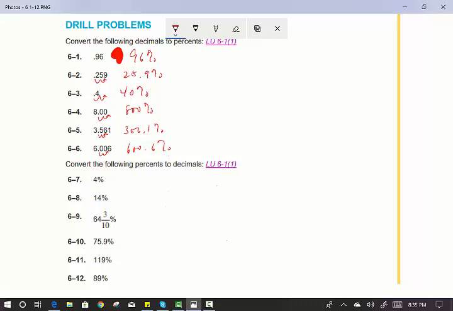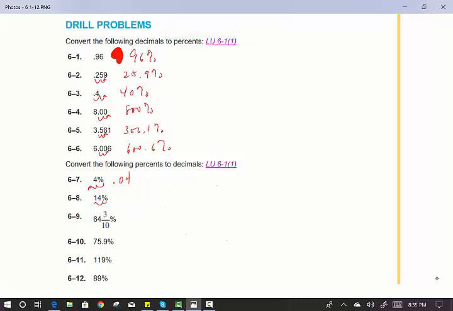Okay, number 7, convert the following percents to decimals. So if we have a decimal point, we'll move our decimal point 2 places to the left. If there is no decimal, then we'll start at the percent sign because it's a whole number, and then move the decimal point 2 places to the left. So we'll start with the percent sign here, move the decimal point 2 places to the left to make it a decimal of 4/100ths.